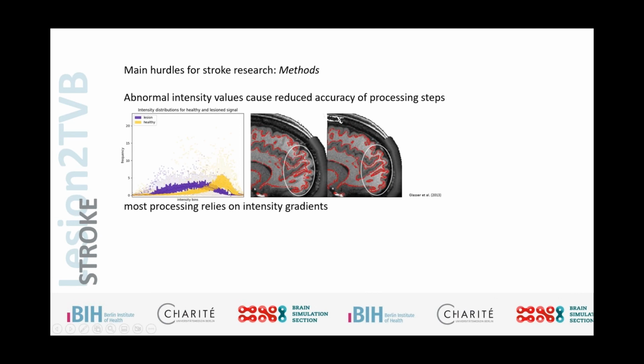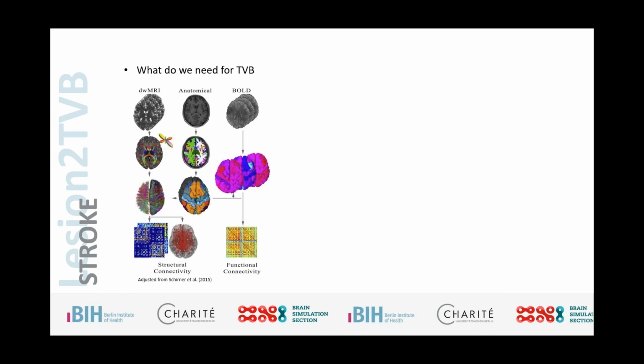So this is just at the core of all the impact that these different abnormalities and intensity values can have for the actual processing algorithms. Going back to stroke and TVB, so we saw what we needed, right? We needed diffusion imaging, anatomical and BOLD imaging to create our data to really run the simulations. And what do we end up with?